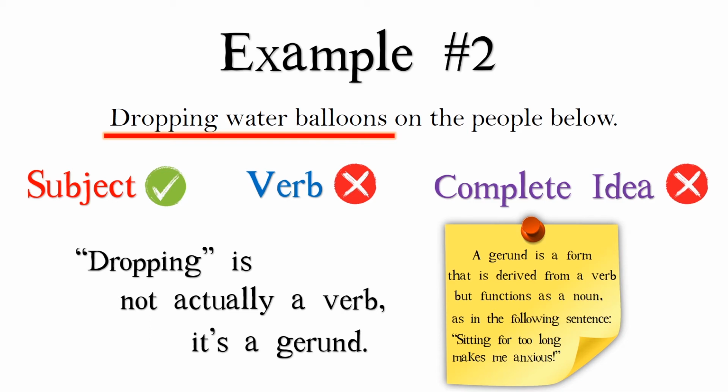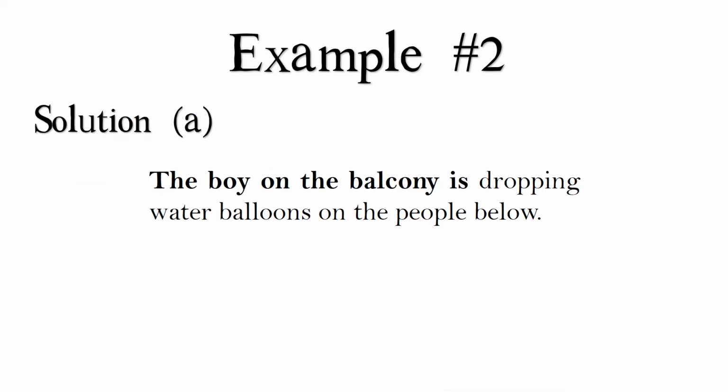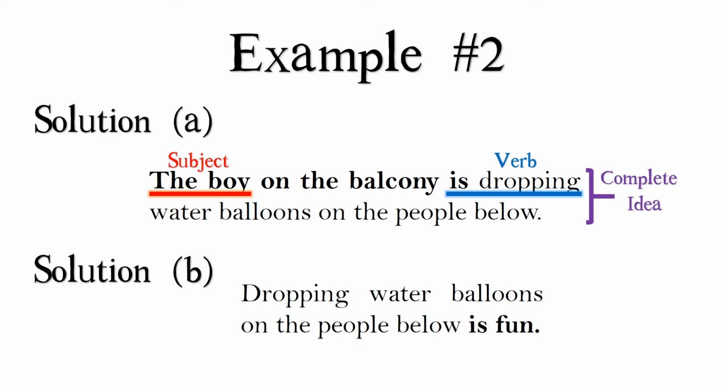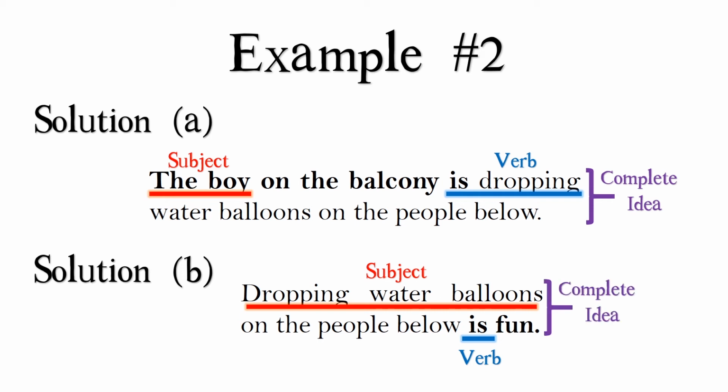Do we have a complete idea? We don't. So dropping water balloons on the people below is a sentence fragment. Now how can we fix it? Here's one solution. The boy on the balcony is dropping water balloons on the people below. The boy becomes the subject, is dropping is the verb, and there is the sense of a complete idea. Another solution? Dropping water balloons on the people below is fun. In this case, dropping water balloons becomes our subject, is our verb, and there is the sense of a complete idea.